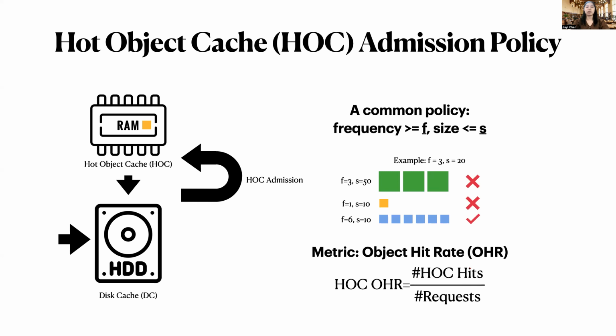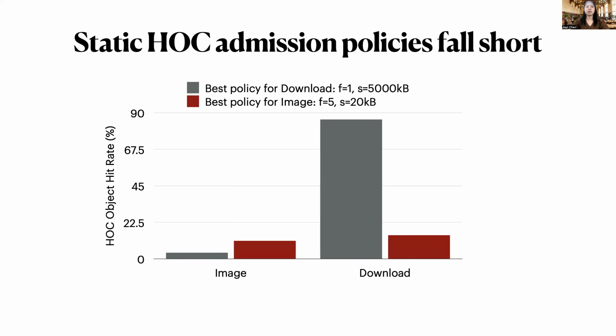An important cache metric that directly reflects the user-perceived response time is the object hit rate. HOC object hit rate is the number of HOC hits among all the requests. We've observed that static HOC admission policies fall short when faced with shifting workloads. Our analysis of the image and download traffic class subsets of a production server trace reveals that the best policy for one traffic class can be suboptimal for another, resulting in significant performance drops.